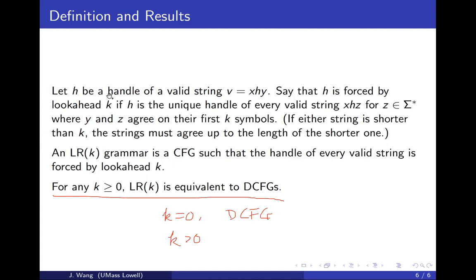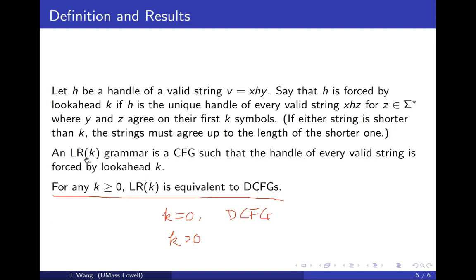Now, let H be a handle of a valid string. We say that H is forced by lookahead k if H is the unique handle of every valid string xHz, for z, where y and z agree on their first k symbols. On the surface, it looks like an extended notion of forced handles because you look ahead k symbols. Even if you look ahead k symbols, they are still unique. If either string is shorter than k, of course, then the strings must agree up to the length of the shorter one.